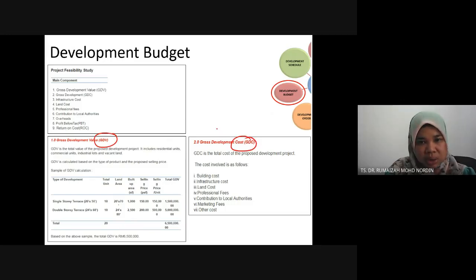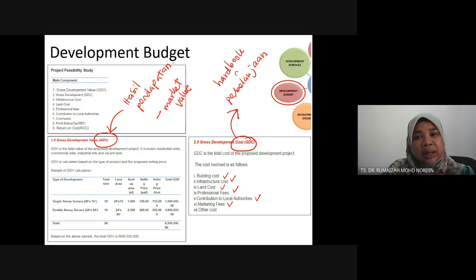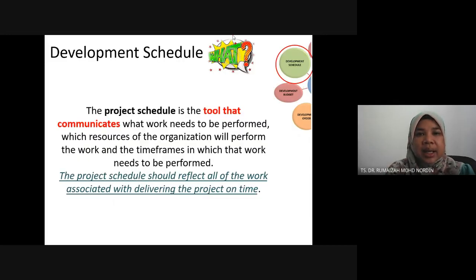Satu value, satu cost. So cost ni adalah duit keluar, perbelanjaan. Okay, so value ni adalah duit masuk, hasil pendapatan. So you need to know in term of the cost ni, the building cost, infrastructure cost, land cost, fees, contribution to local authority, marketing fees dan sebagainya. So untuk pendapatan ni, you need to know the market value. Okay, so untuk development cost ni, you all boleh carilah the current price, you boleh tanya kontraktor, you boleh tanya developer. Tapi worst case scenario, saya ada letak juga handbook untuk cost dekat dalam U-Future.